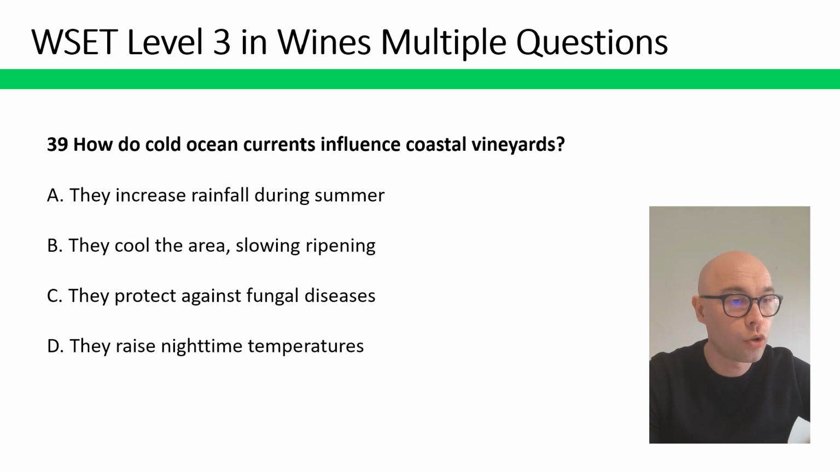How do cold ocean currents influence coastal vineyards? They increase rainfall during summer, they cool the area, slowing ripening, they protect against fungal diseases, they raise nighttime temperature. The correct answer is B, they cool the area, slowing ripening.